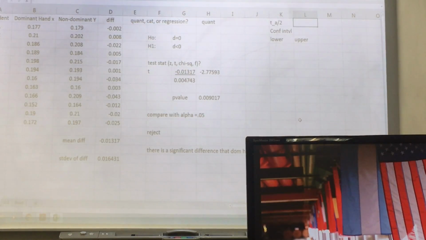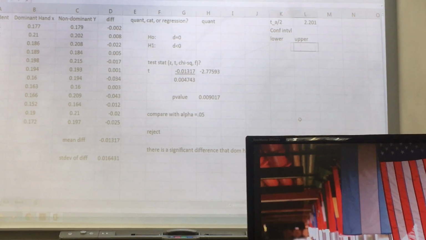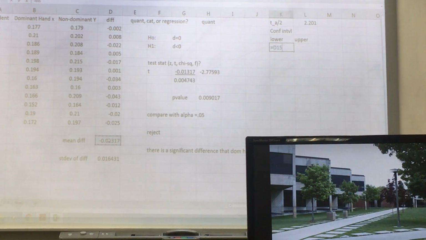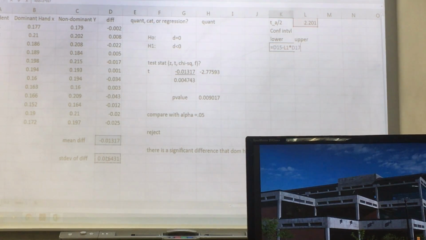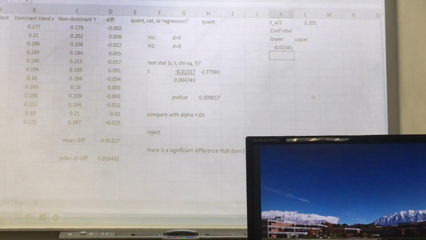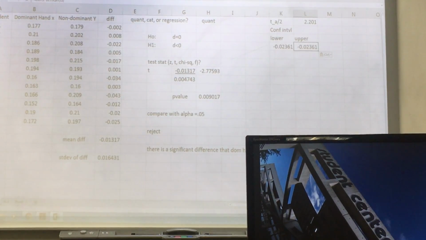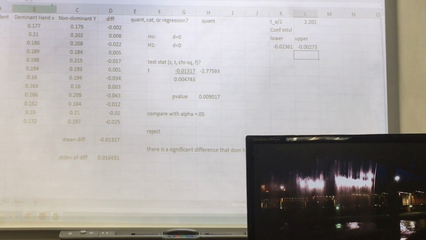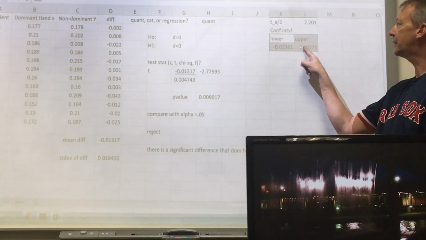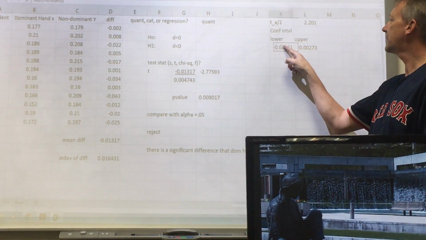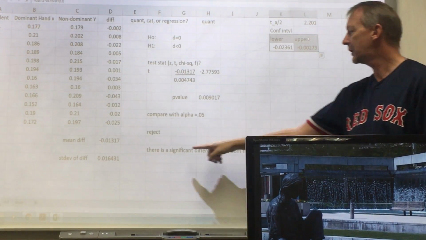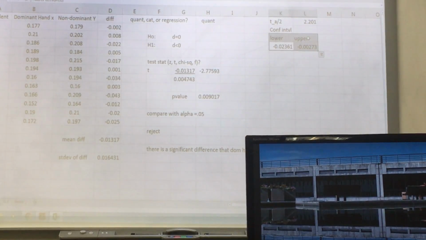Okay? So 2.201. This is going to equal your d bar minus t sub alpha over 2 times s over the square root of n, which is 12. So I'm going to take that, I'm going to copy it. I'm going to change that to a plus. Now my question to you all, okay, these are measuring slightly different things. Does that agree with that conclusion there? Or does it disagree?